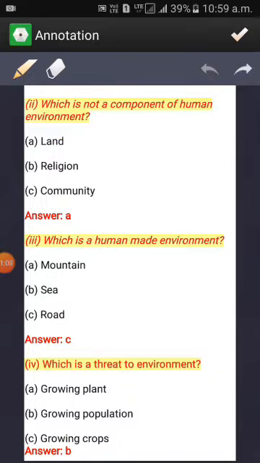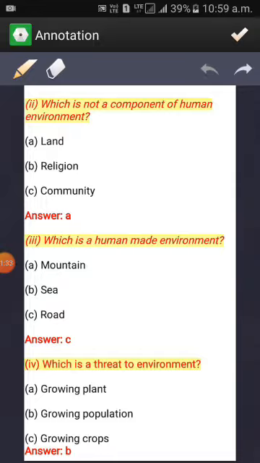Our next question is, which is a human made environment? We will read the options first. Mountain, sea, road. We have to tell which is a human made environment. So easily the answer will be road. It is a human made environment.